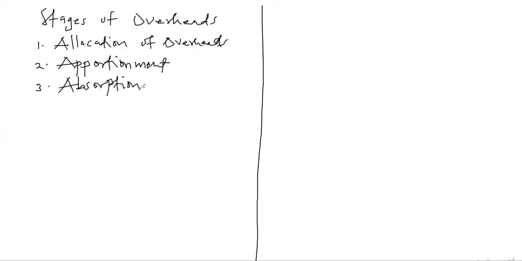Okay, so I'll take this one after the other and explain it to you. So here, for the apportionment, we also have reapportionment. We have the apportionment and reapportionment. I will explain that to you. So let's pick the allocation of overheads.